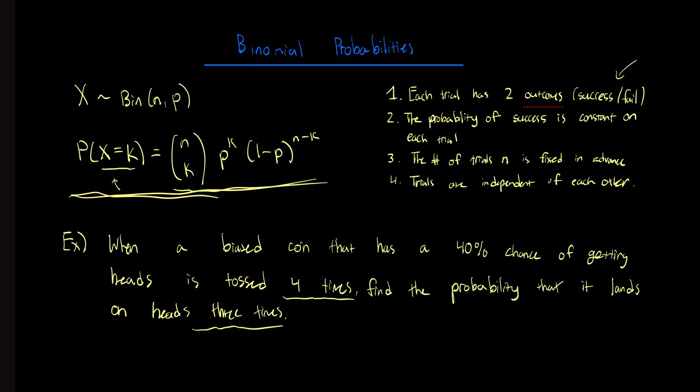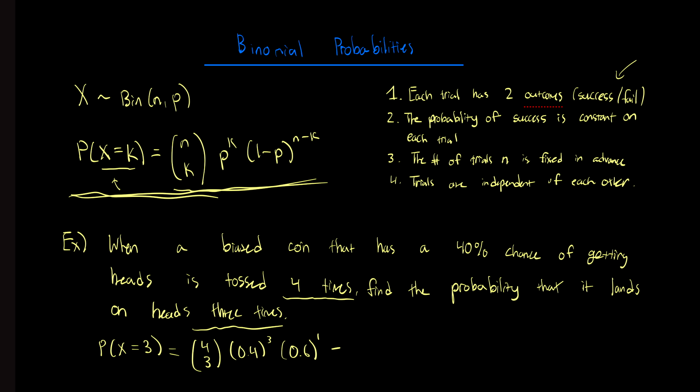So, we can set it up like this. The probability of getting heads is 40%, so this is going to be 0.4 to the power of 3, times 1 minus p, which is 0.6, to the power of 1. So that is the probability of getting 3 heads with this biased coin out of 4 trials.